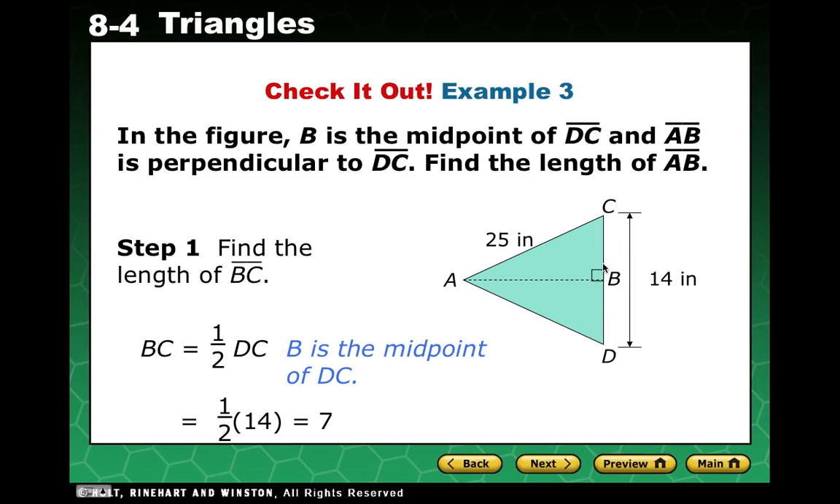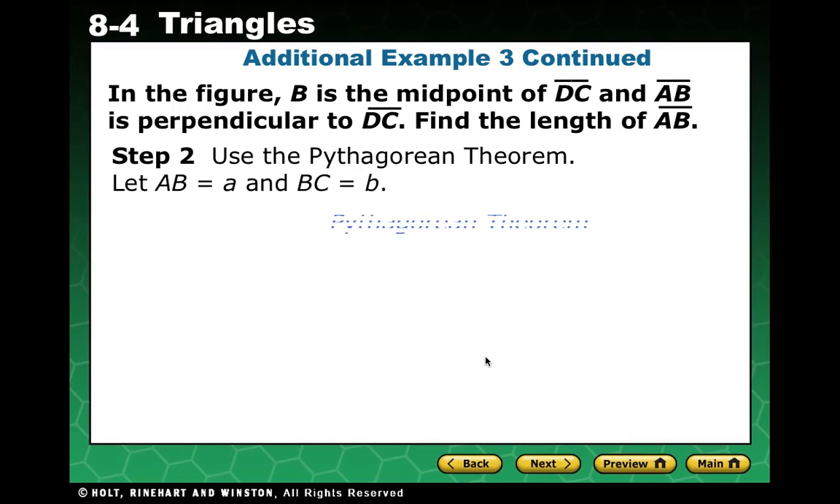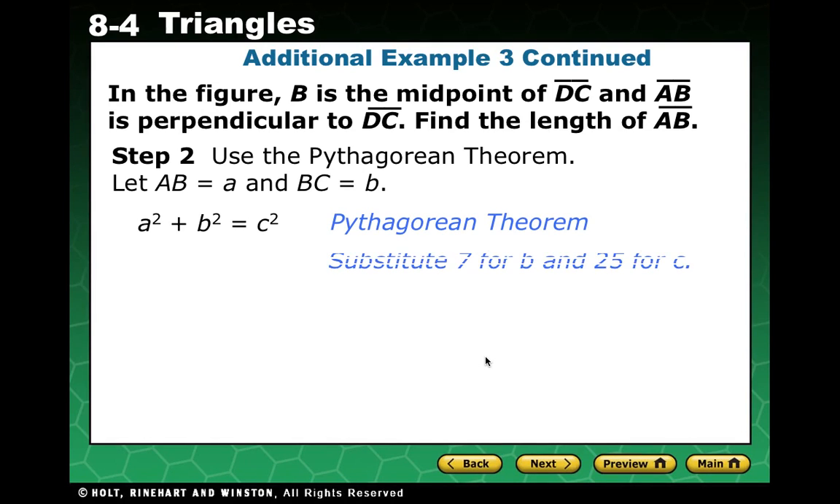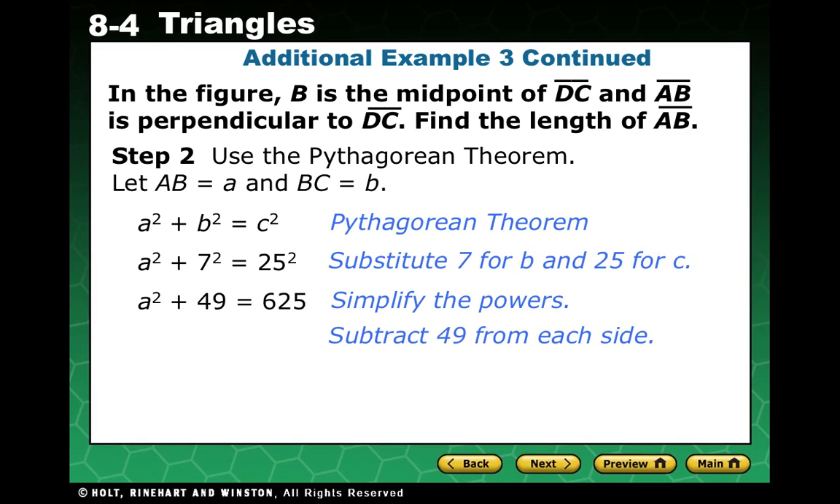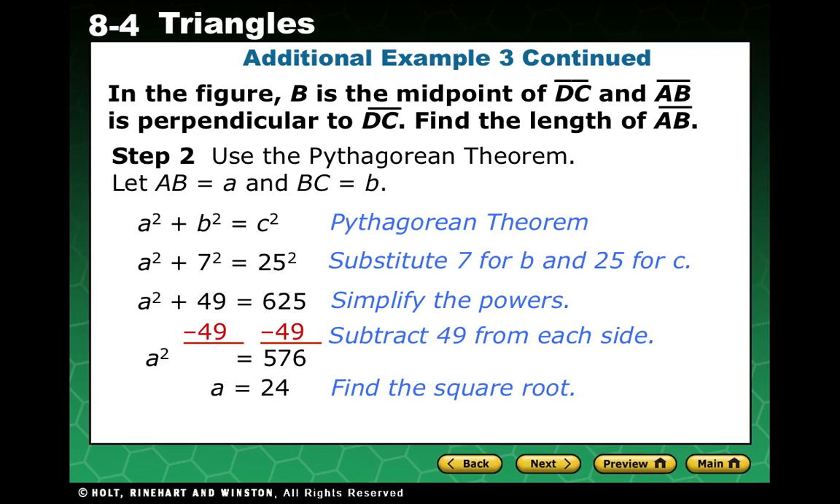And again, we're going to use the Pythagorean theorem using 25 inches for C, 7 inches, and we're looking for this last side. So A squared plus B squared equals C squared. We'll use 7 and 25 and subtract, and we'll need to find the square root again of 576, which is again 24. So the length of AB is 24.